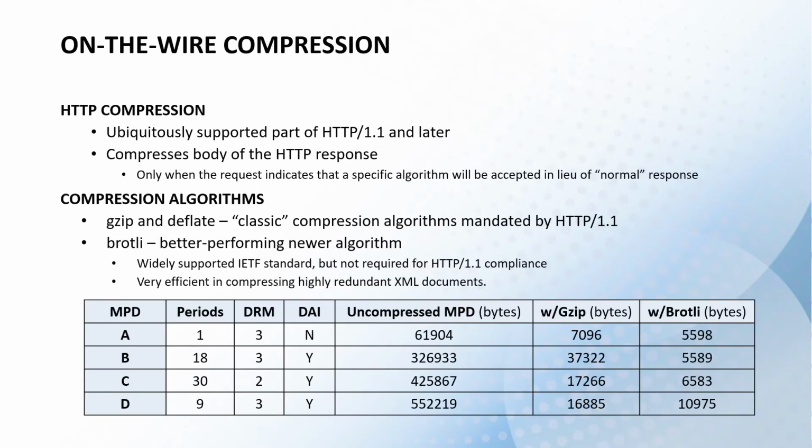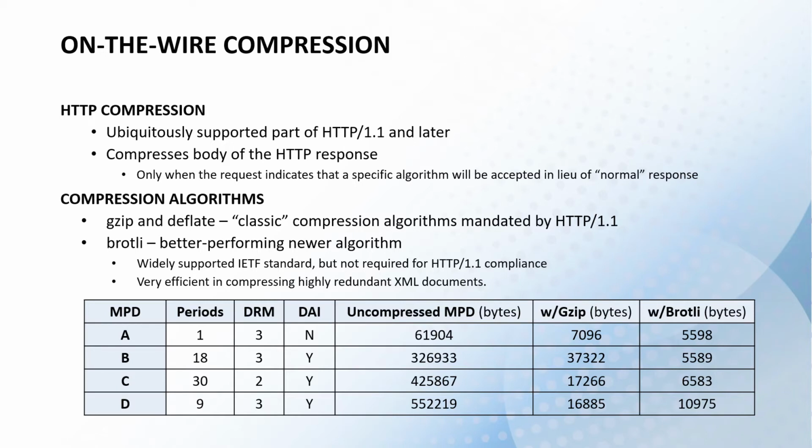Let's start with on-the-wire compression. This is something that is simple and also does not depend on DASH. It is a functionality of HTTP 1.1. What you do is compress the body of the HTTP response with a known algorithm, and the known algorithms are firstly gzip and deflate. They are pretty classic compression algorithms, and their support is mandated by HTTP 1.1.